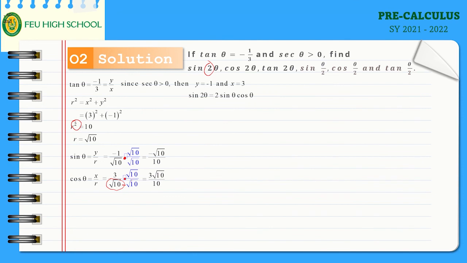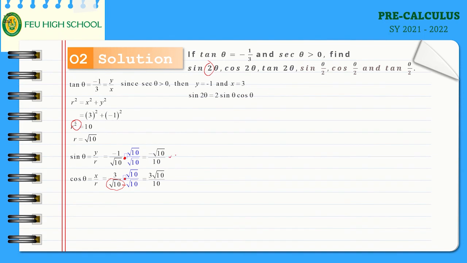And then, mahanap na natin yung ating double angle identity. So, the double angle identity of our sine function, we can rewrite it as just equivalent to 2 times the sine theta times cosine theta. So, substitute lang natin yung nakuha natin dito.